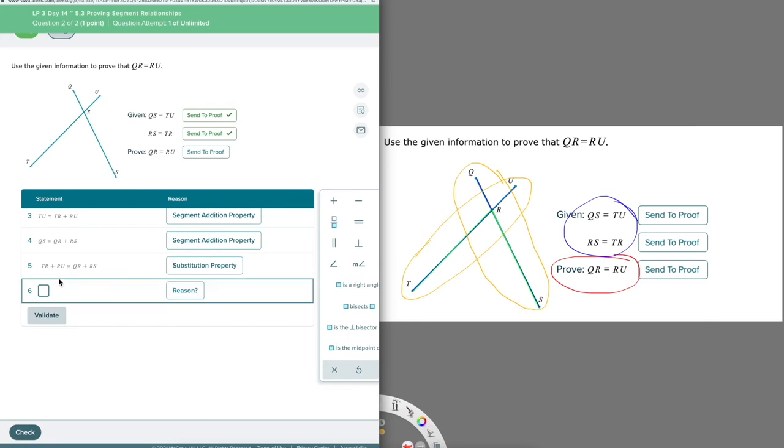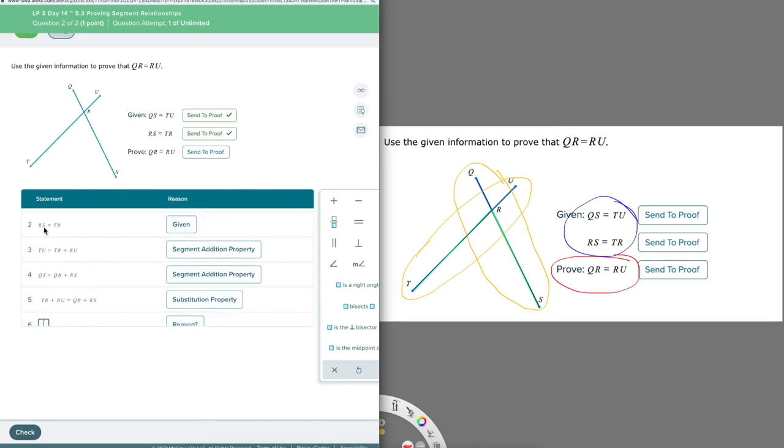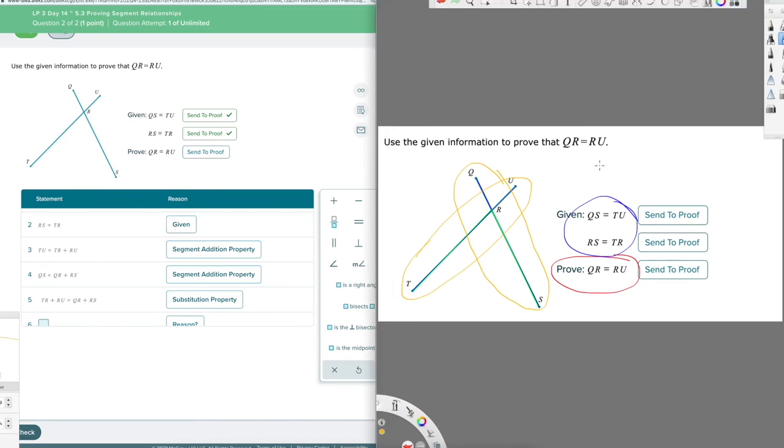So now we have our two pieces equal to each other. Now we can deal with this other equal piece. So I want to be able to get just QR, and here I'm even going to write this over here. I have TR equals RU, plus RU equals QR plus RS. But remember, the prove, I want just RU and just QR. So I don't want this TR and this RS. I want some way to get rid of it.